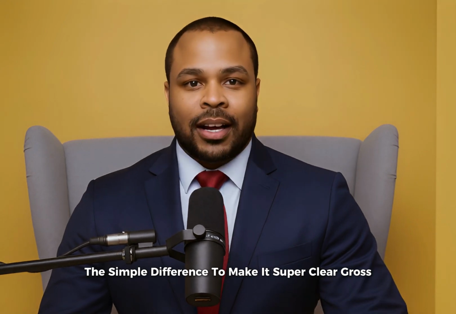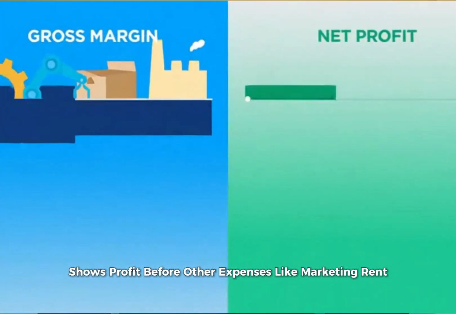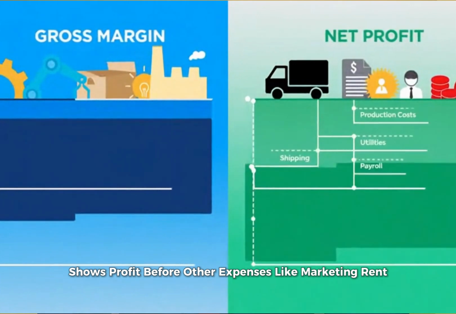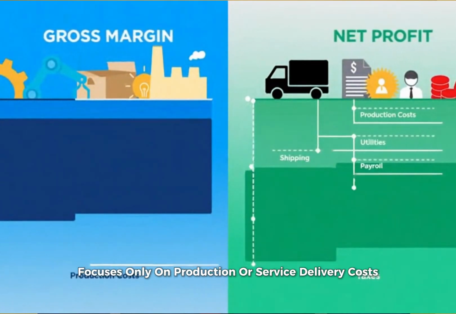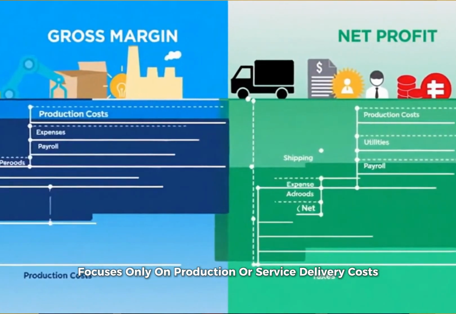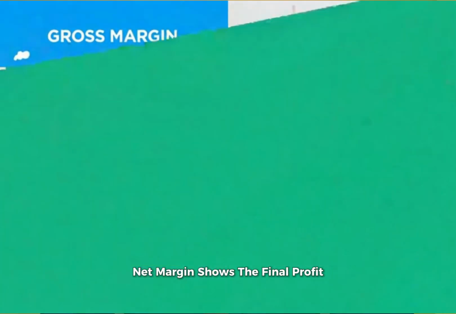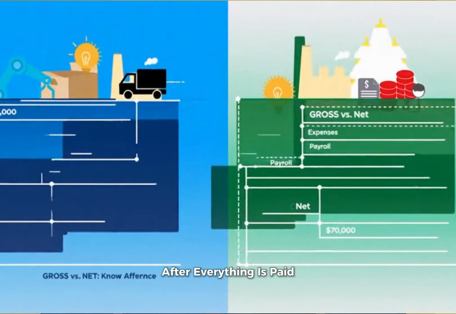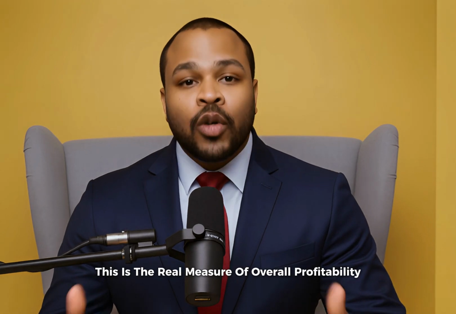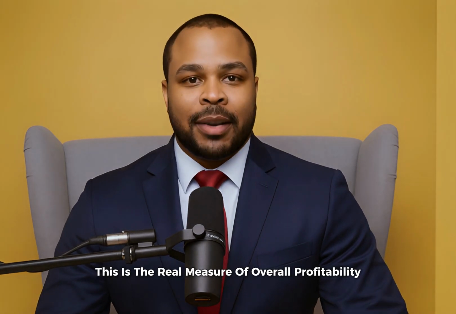To make it super clear, gross margin shows profit before other expenses like marketing, rent, salaries, and taxes. It focuses only on production or service delivery costs. Net margin shows the final profit after everything is paid. This is the real measure of overall profitability.